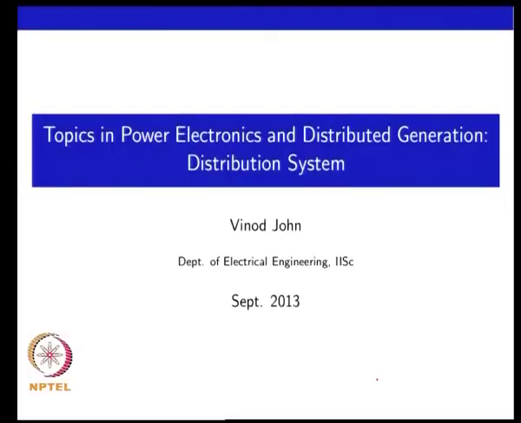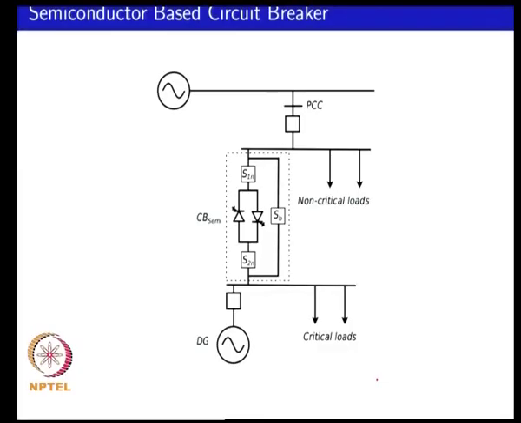Welcome to class 17 on topics in power electronics and distributed generation. In the last class we were discussing the need for faster switching when you connect a DG to the grid, and then we discussed methods for having semiconductor based switches. We talked about SCR based transfer schemes, and this is an example of a static circuit breaker.